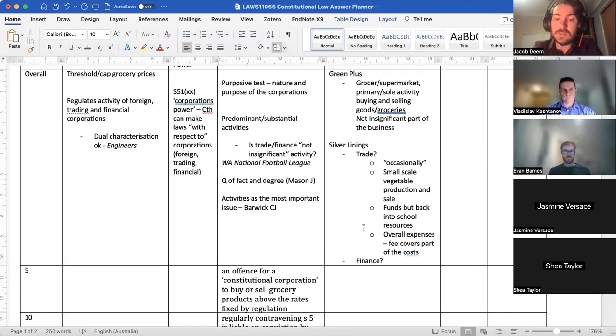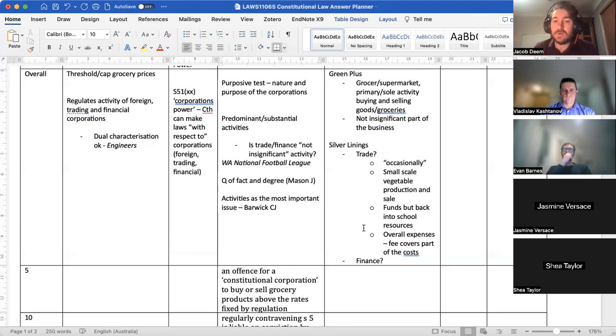I think that you could make the argument that, look, it's part of what they're doing. It's clearly established enough that they're doing it, even if it's only occasional. They've obviously got a relationship with Green Plus, which means that they must be doing it with some regularity. It's a part of what the school does. And so even if it's a small part of what they're doing, it's not insignificant. I'd be open to that argument as well.